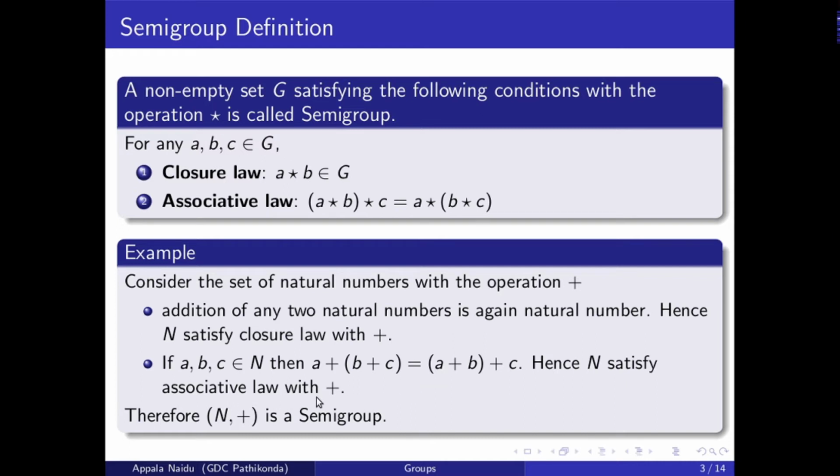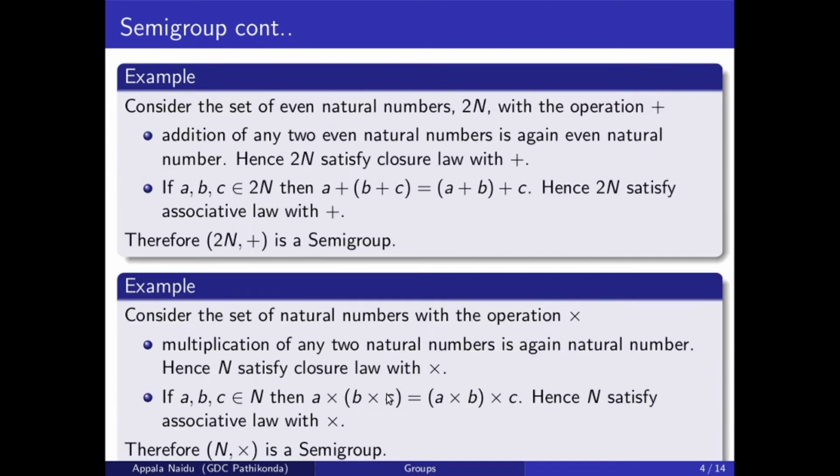So the set of natural numbers satisfies associative law with plus. Therefore, the set of natural numbers with addition, usual addition, is a semigroup. Now let us see another example.